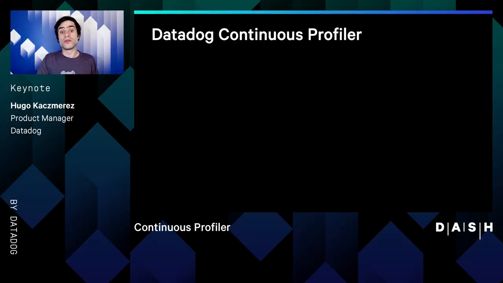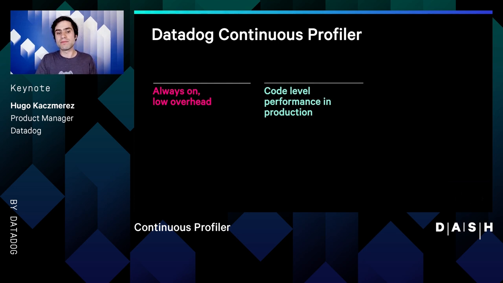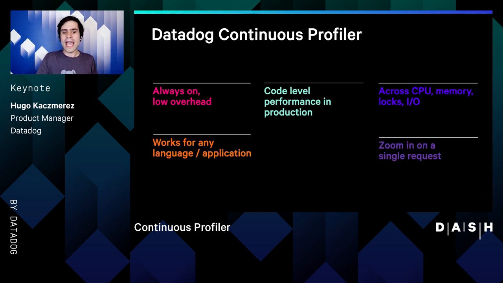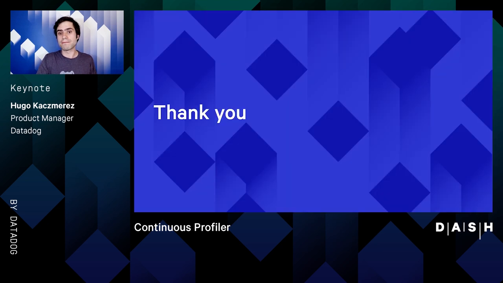Starting today, you can get Datadog Continuous Profiler, an always-on, low-overhead, code-level performance analysis in production across CPU, memory allocation, locks, I/O, with the ability to zoom in on a single transaction. And it works for any language, any application, not just web applications like the one I just demoed. In fact, we use it at Datadog to understand the performance of our high-throughput data processing pipelines that consume trillions of data points per day.